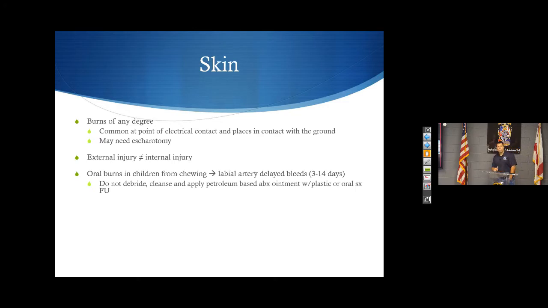You can see oral burns in children from chewing. Our buzzword is the labial artery in the lip in children. These can have a delayed bleed. They get this burn, they get a little eschar over it, and that eschar falls off at a later date, and they just get this profuse arterial bleed that can be very difficult to stop. So we say don't debride, don't cleanse, apply petroleum jelly-based antibiotics, and these individuals are usually going to end up needing plastic surgery or some sort of oral surgeon follow-up.